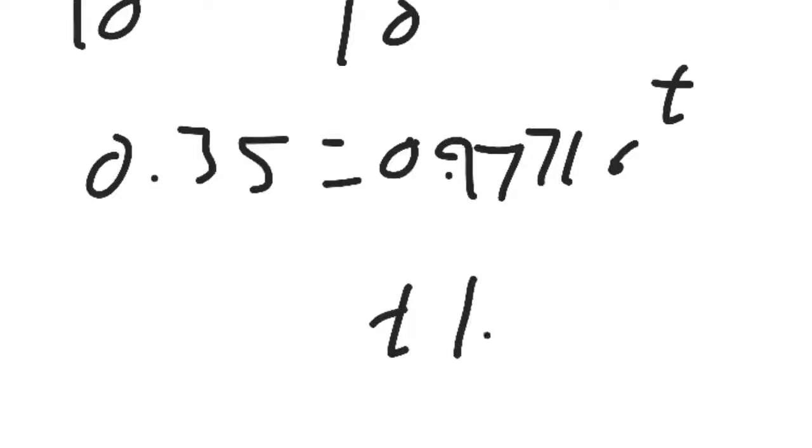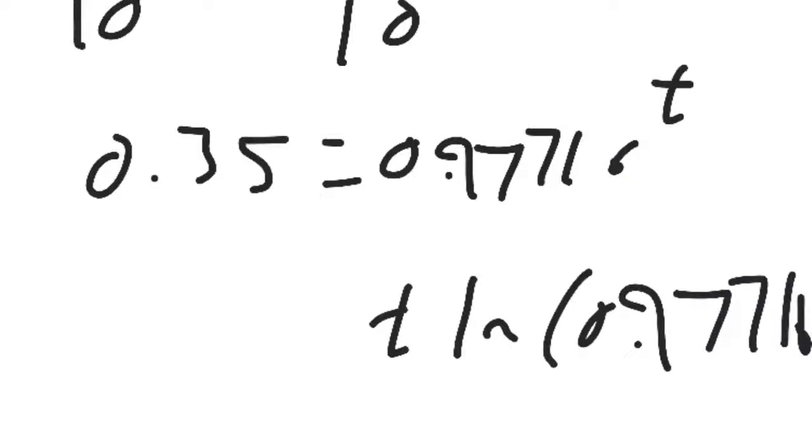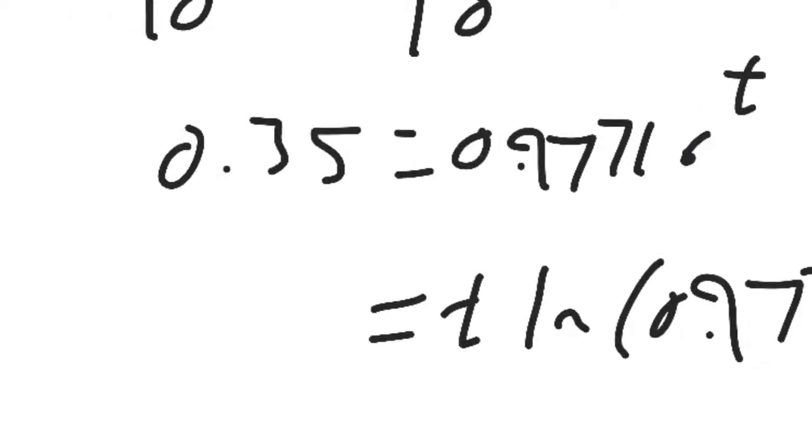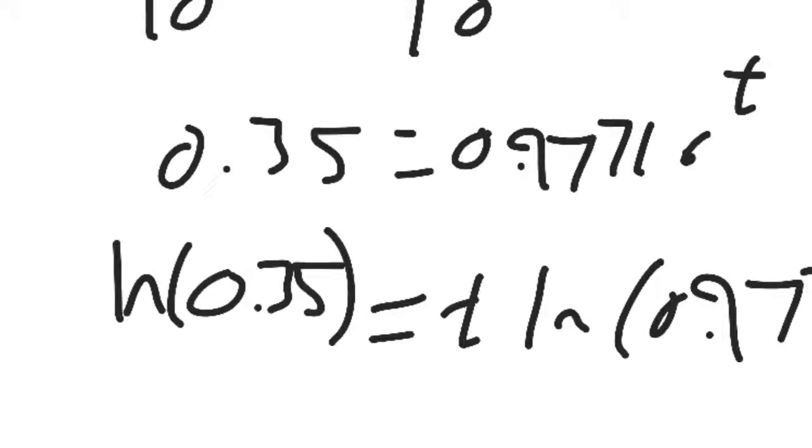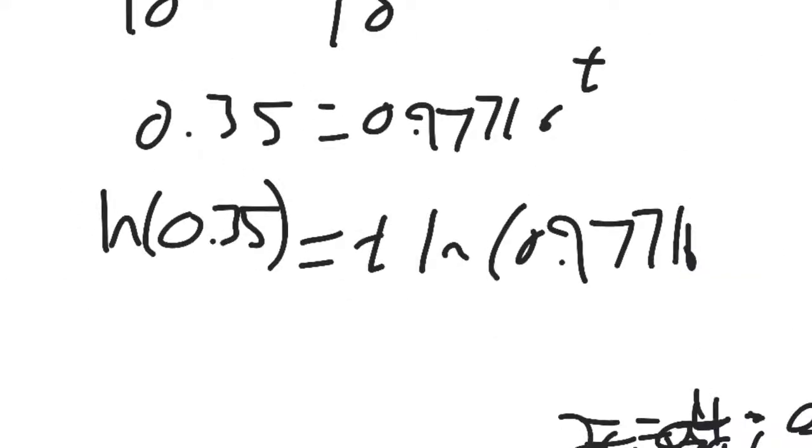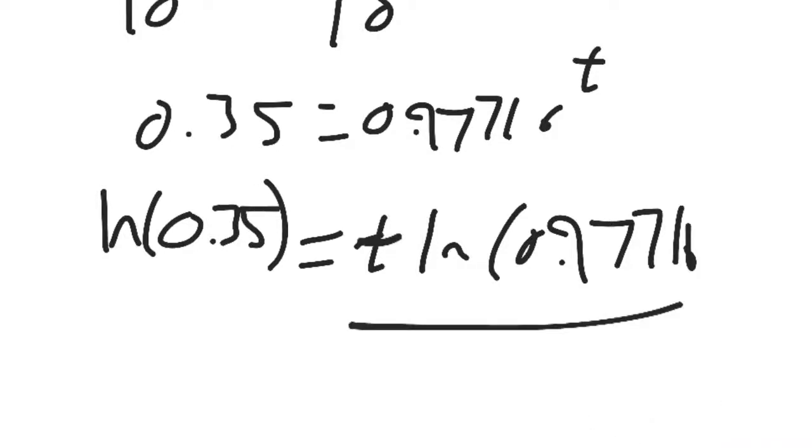And so you can get t by itself again by taking a log of both sides. The log makes the t come down. And then if I took a log of the right side, I have to take a log of the left side. So natural log 0.35. So now that t is down, I just have one last step. That's t times natural log 0.97716.